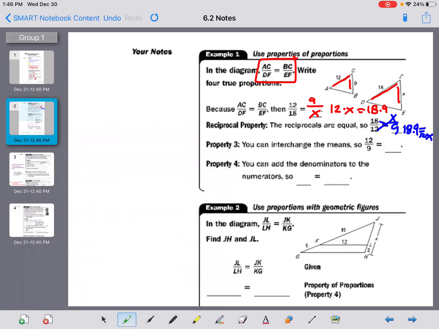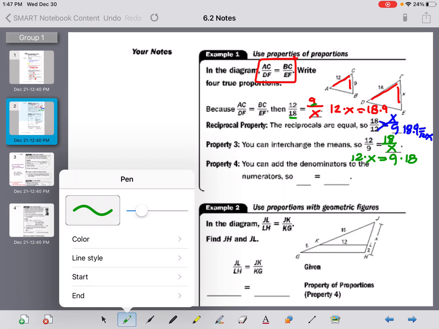All right, let's do the interchange the means, which means I'm just going to switch the means out. So the 18 and the 9, I'm going to switch spots. So 12 over 9 equals 18 over x. Again, to see if this works, let's do a little cross multiplication. I get 12 times x, that's my extremes. 9 times 18, that's my means. Is 12 times x equals 9 times 18 the same as 12 times x equals 18 times 9? Definitely. So still the same.